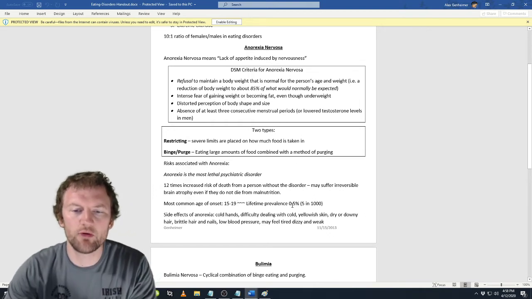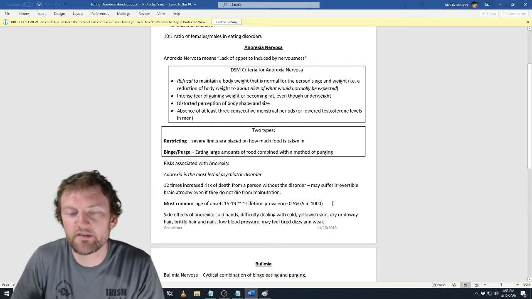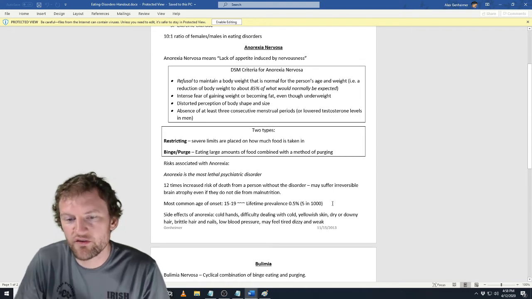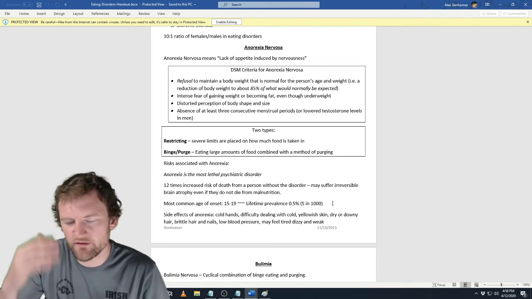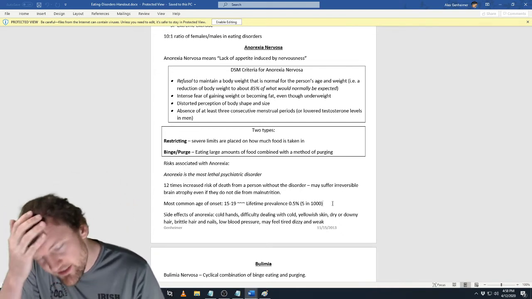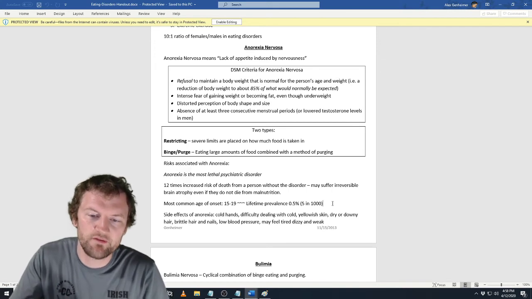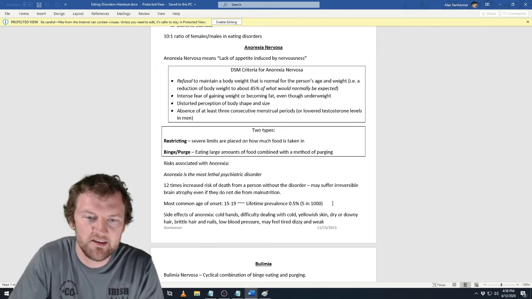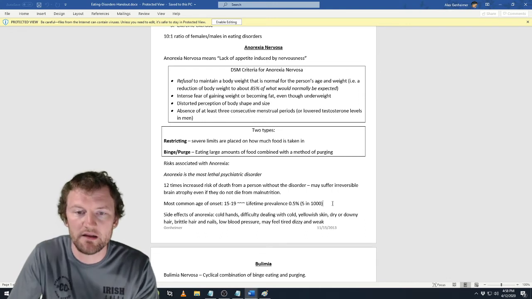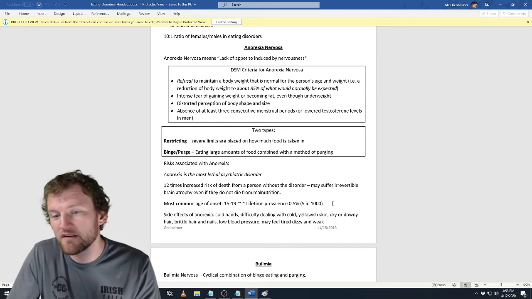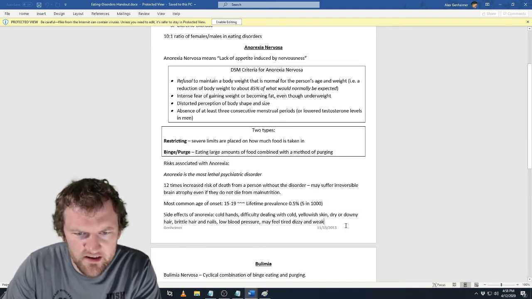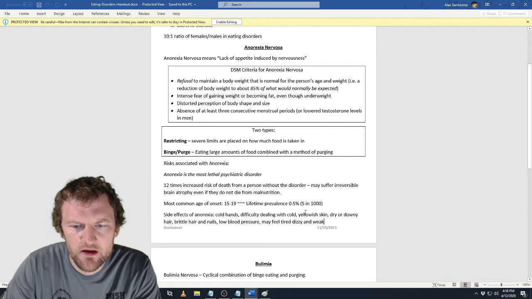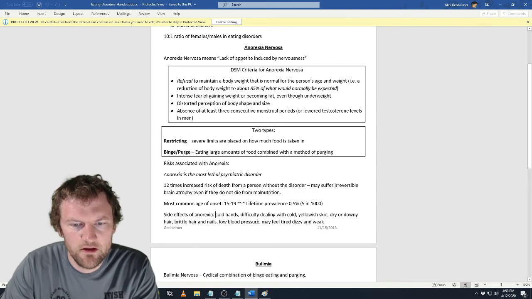Lifetime prevalence is 0.5%, 5 in 1,000, or more specifically to McGinnis, a 700-person school. If you think how many people at McGinnis either currently have or will develop anorexia, statistically speaking, it should be 3.5. So 0.5% of 700 would be 3.5. So next time you're in mass or looking at the entire student body, just think 3.5 people statistically will have or will get anorexia. Side effects would be cold hands, difficulty dealing with cold, yellow skin, and all those have to do with poor circulation, dry or downy hair, brittle hair, nails, low blood pressure, feeling dizzy and weak.